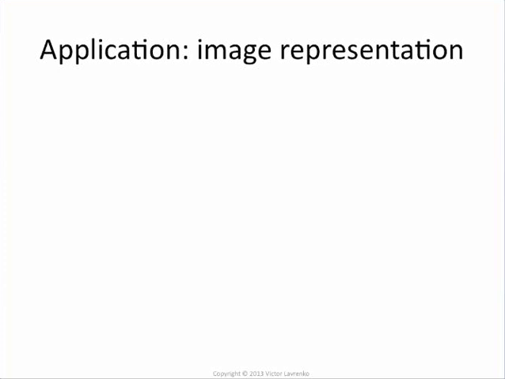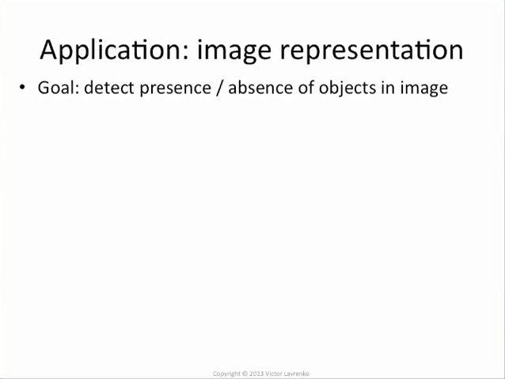So this is an example of using clustering as a pre-processing step for a classifier, right? This is actually in common use when you do object detection in images. Your task here is you've got a bunch of photographs and you want to detect presence or absence of particular objects in the image. So for example, does the image contain a cat or does it contain grass or water?